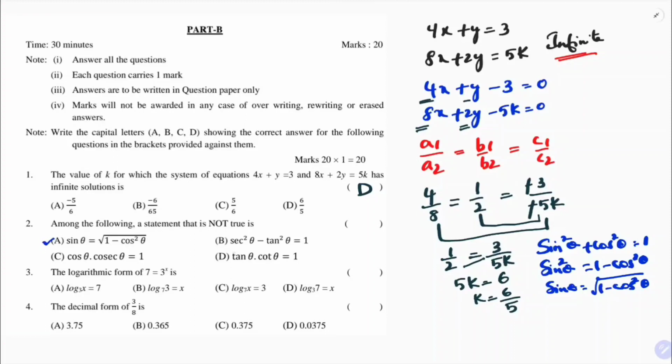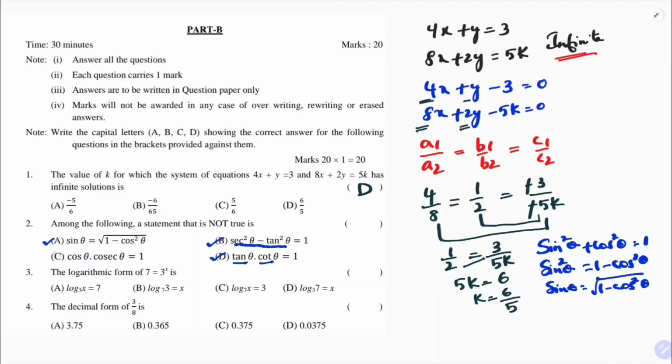Now the second one is a standard identity, that is secant square theta minus tan square theta is 1. This is also correct. So they are asking which is the false one. So next one, tan into cot. Tan is opposite by adjacent, cot is adjacent by opposite. They both are reciprocals, so if I multiply, we get 1. This is also correct. Now cos into cosec. Cos into cosec theta is 1.